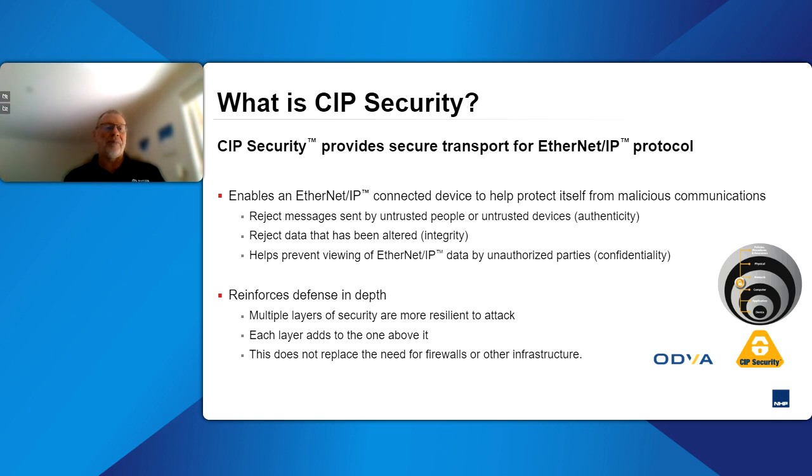You've probably heard of CIP Safety, which is adding the safety protocol onto Ethernet and being able to do it deterministically, CIP Sync, being able to sync devices up, and CIP Motion, to be able to do high precision motion control over it. CIP Security adds services to secure the transport of the data. So it's about the device starting to be able to protect itself from malicious communication.